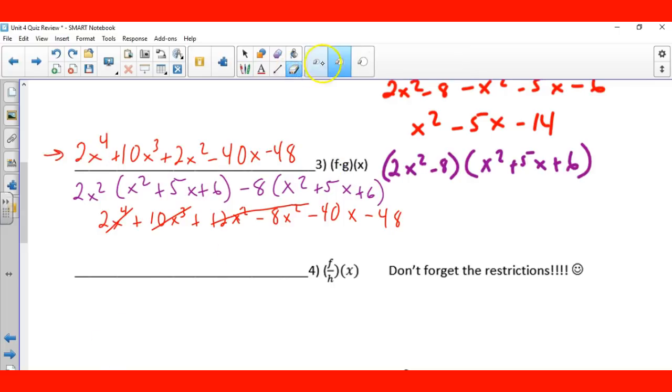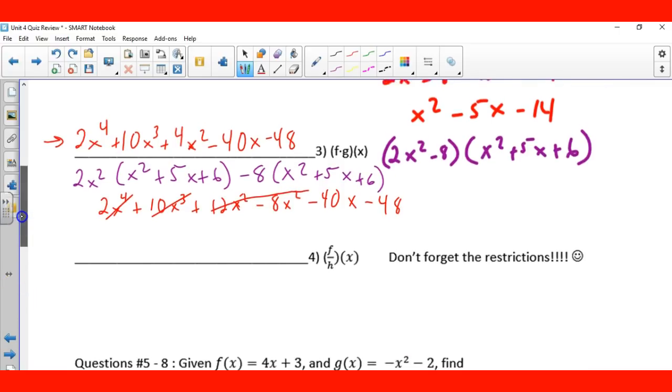Oh man, actually look, I just noticed a mistake I made right there. 12 minus 8 is 4. There we go, 4x squared. Sorry about that.